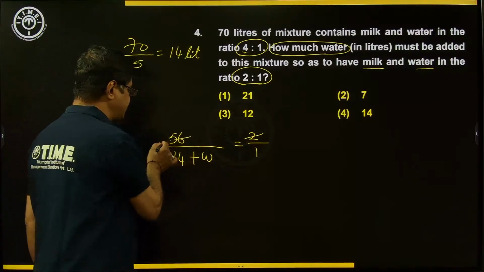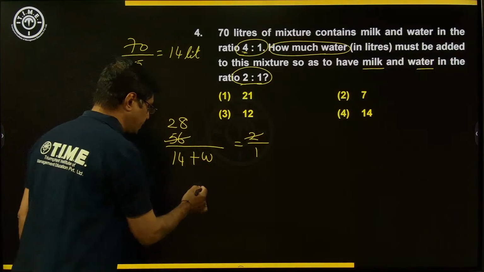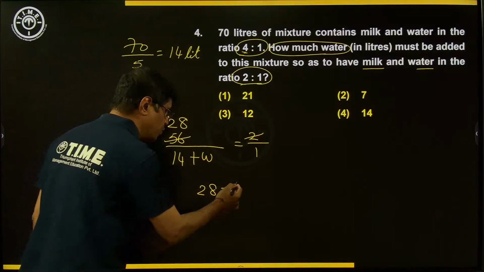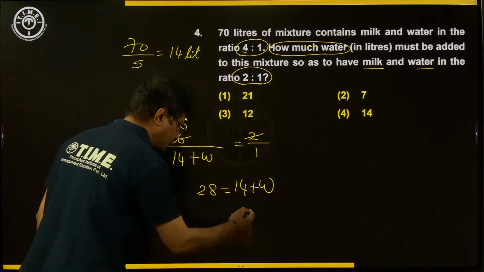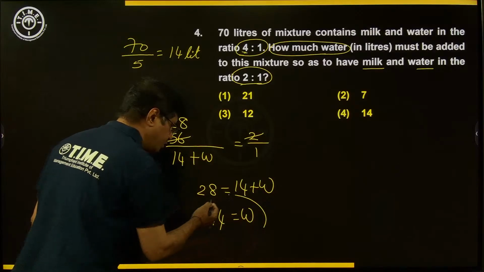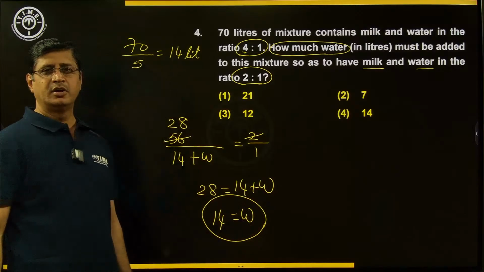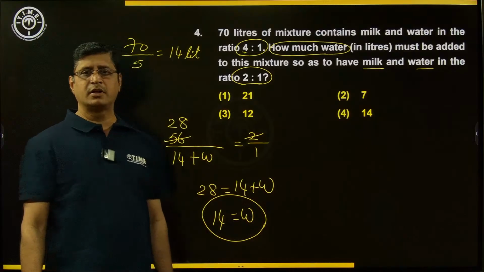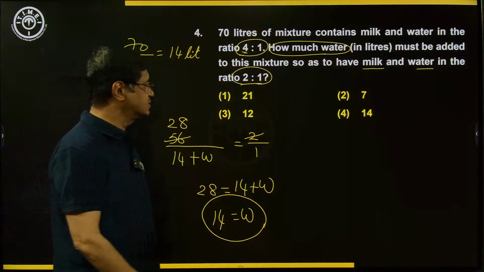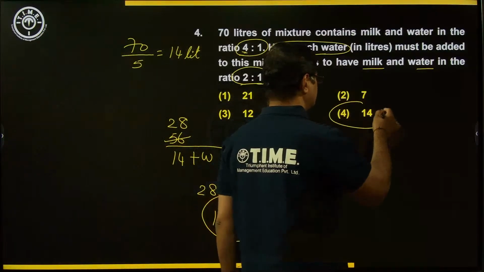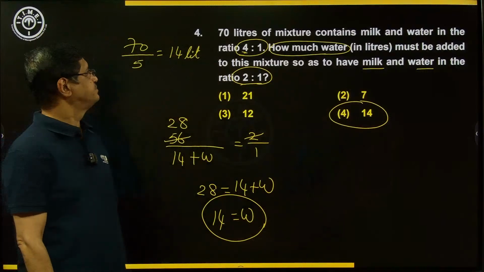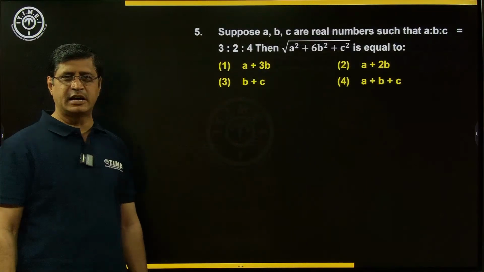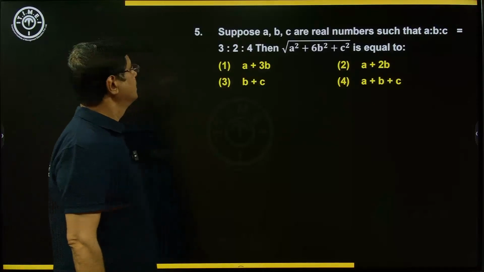2 here goes exactly 28 times. Now 28 is equal to 14 plus W. Now how much is the value of W? W is equal to 14. By taking numbers on one side, variable other side, 28 minus 14, that is 14 liters. Answer choice 4. Option 4 is the right answer. Right. Look at the next example on your screen.